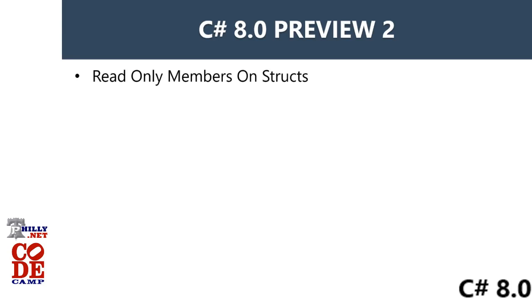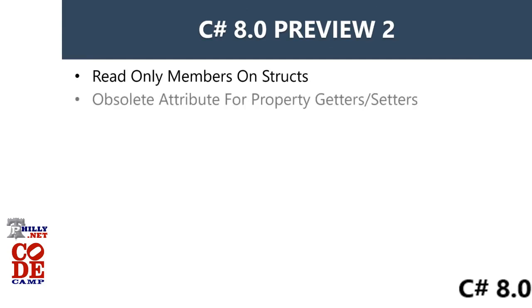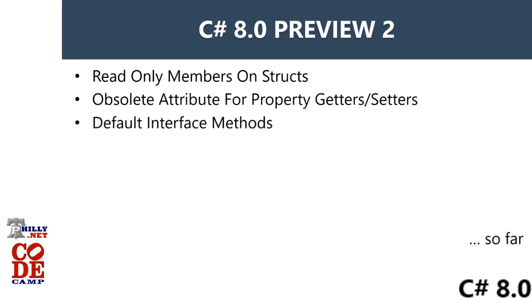We're going to look at read-only members on structures. The obsolete attribute, there are some improvements you can make there. Those are both smaller features. And then we're going to take a look at default interface methods, which is a pretty cool new feature, and I'll explain why that's been considered for the framework and what that can do for you. So far, there could be other things that get in there. This is not the definitive list, and of course, things can be removed from the list. Everything here looks pretty solid so far when I've been playing with it at home, so that's a pretty good shot of staying in.